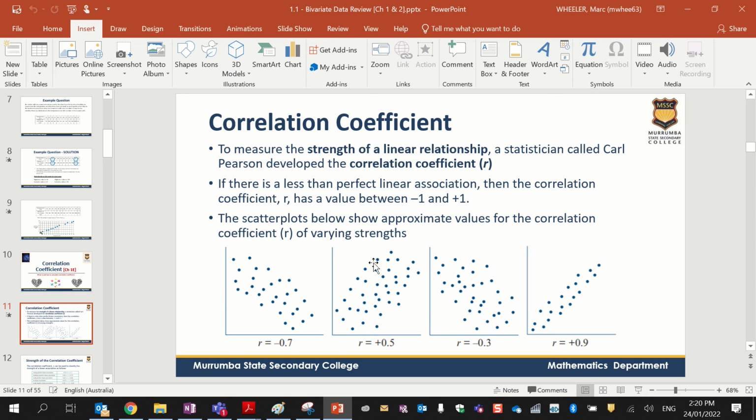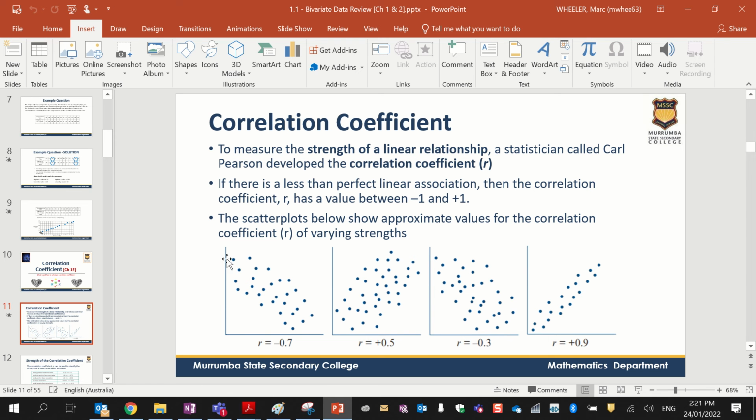Here's another one, this one here. It looks a little bit random, but it's not. There's a clear pattern of it moving upwards. So if we drew a line of best fit through here, we'd say that this has a correlation coefficient of approximately plus 0.5. These ones here and here are negative. They are going down.